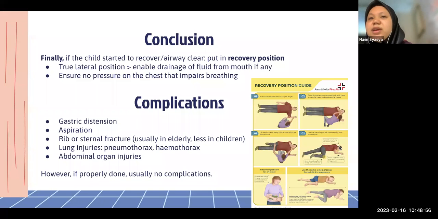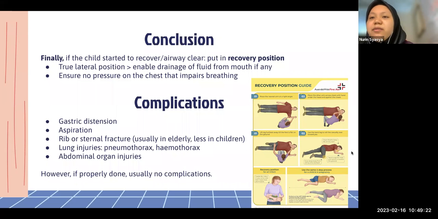Okay, so finally, if the child started to recover or the airway is clear, you may put the patient in recovery position. This is the recovery position guide, in which our goal is to put the child in true lateral position, because it may enable drainage of fluid from the mouth if there is any. And then we must ensure that there is no pressure on the chest that impairs breathing, and you must also ensure that the child is as comfortable as possible.